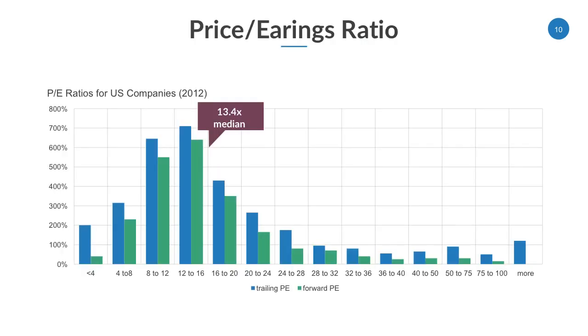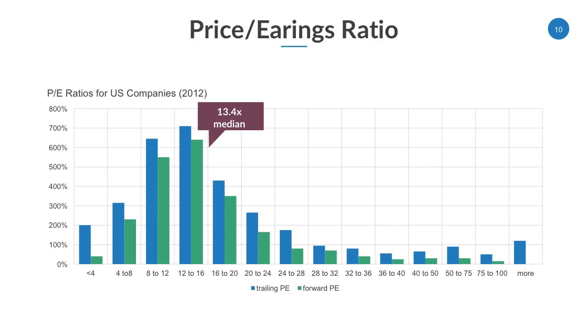The next step is to describe the multiple. In other words, we want to understand what is a typical PE ratio for a company in the United States. On this chart, I've included the trailing and forward PE ratios for all U.S. firms using data from Value Line. I've done that to make a basic observation.